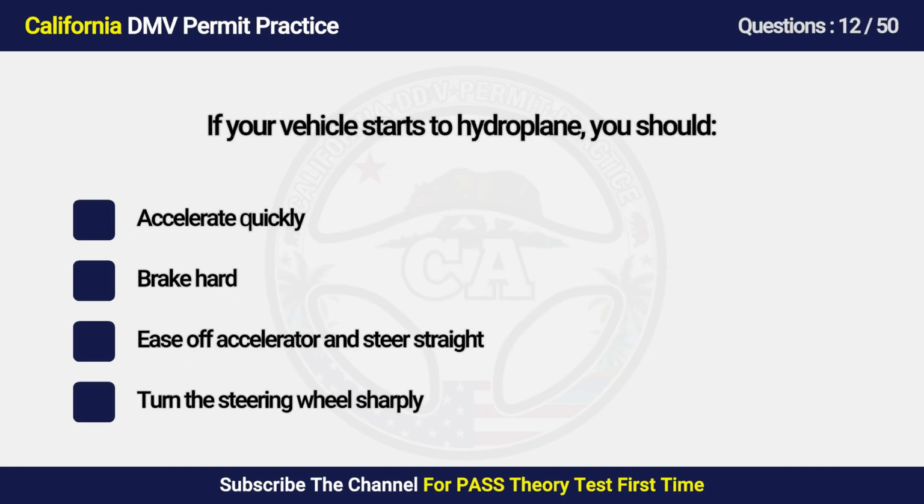Question 12. If your vehicle starts to hydroplane, you should A. Accelerate quickly. B. Brake hard. C. Ease off accelerator and steer straight. D. Turn the steering wheel sharply.